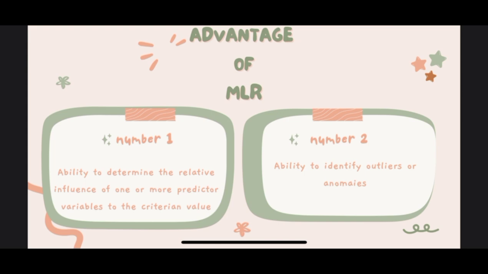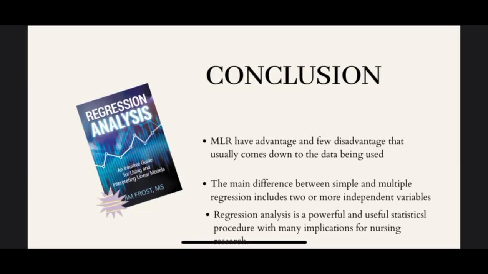Number one, the ability to determine the relative influence of one or more predictor variables on the criterion value. Number two, the ability to identify outliers or anomalies. And for the conclusion, we have three.